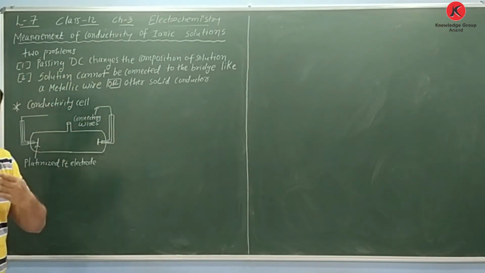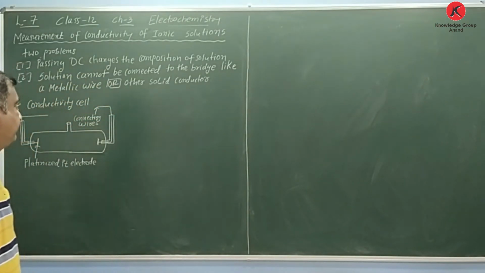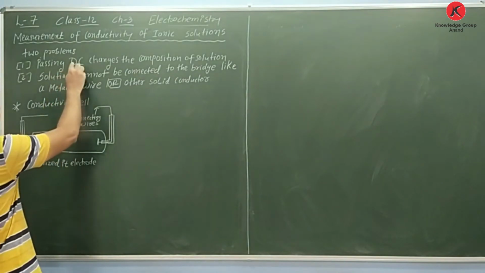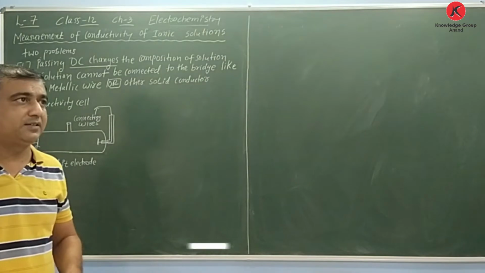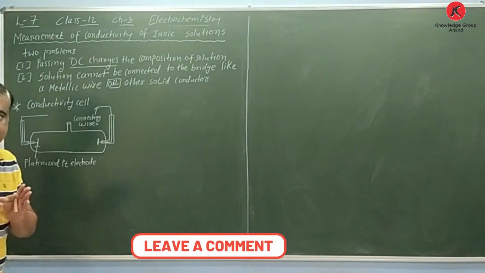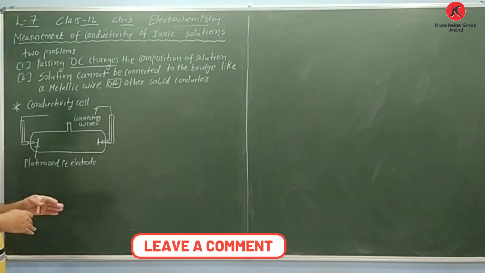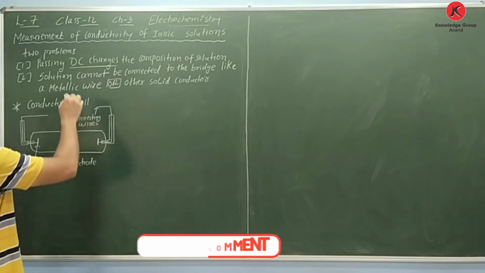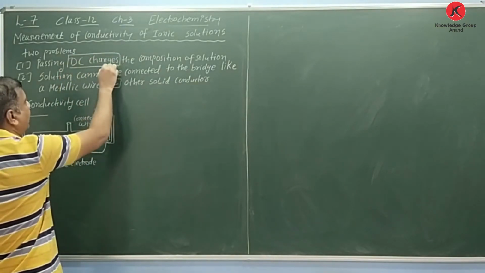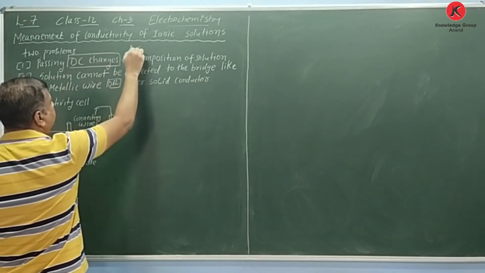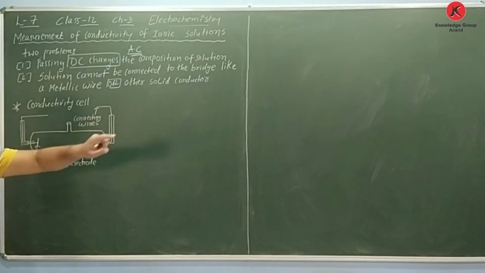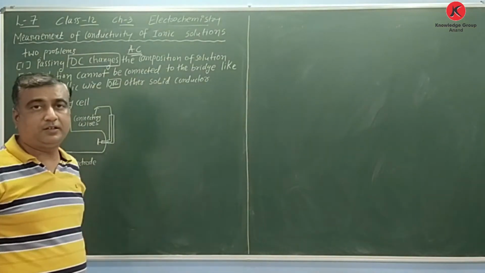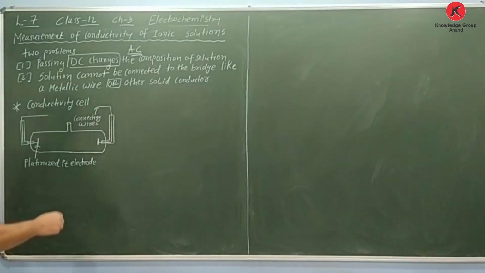So what is the solution to these two problems? Passing direct current changes the composition of the solution, so obviously the alternative is what? Instead of DC current, we have to pass AC current. That means problem 1 is solved. Instead of DC current, pass AC current.